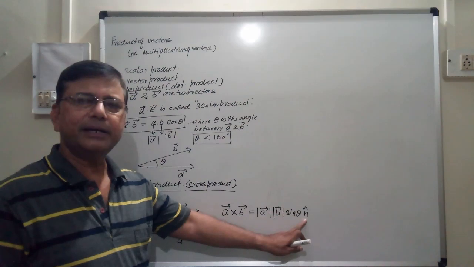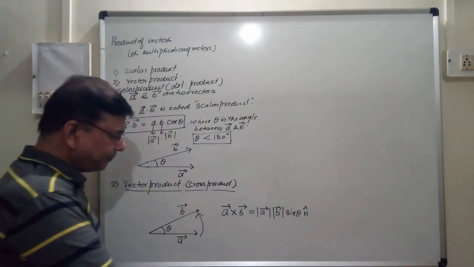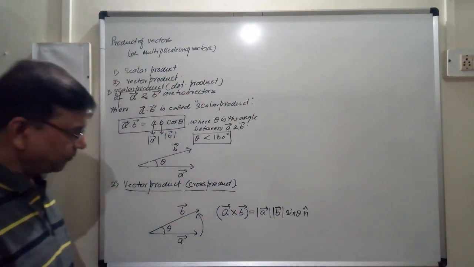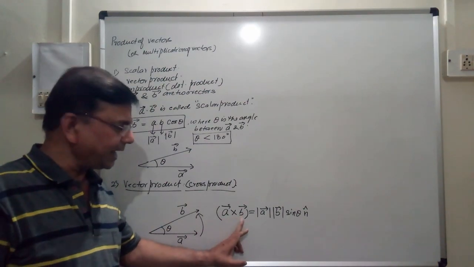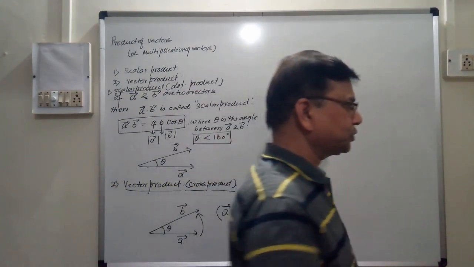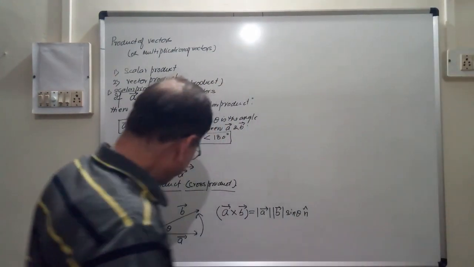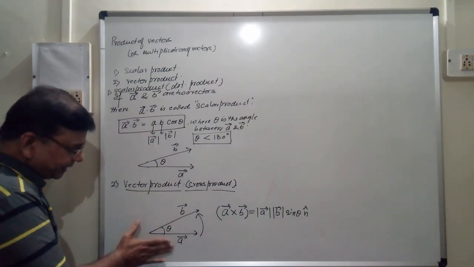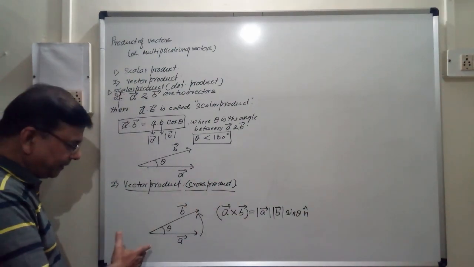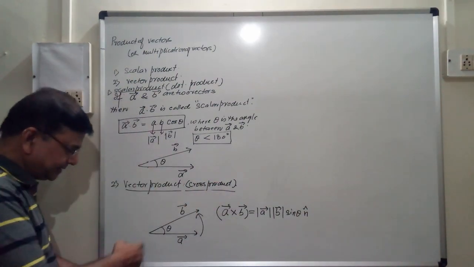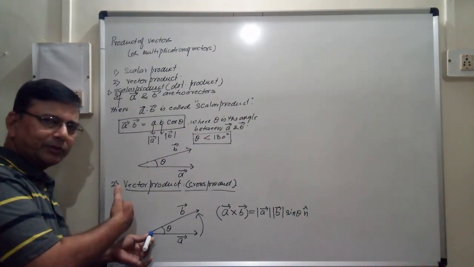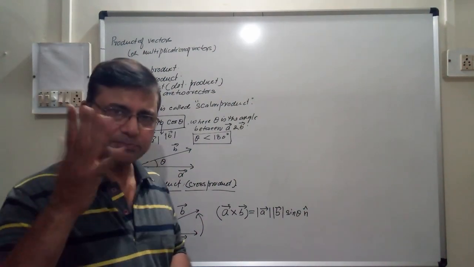This unit vector will be directed perpendicular to A as well as B. This can be understood this way. Suppose here A and B, these two vectors are lying in this plane. So the direction of A cross B will be perpendicular to this plane. Means it will be like this. It will be either outside the board or inside the board. The direction I will explain later.